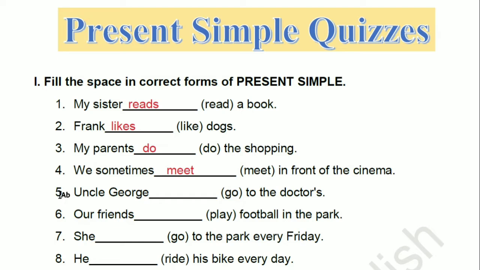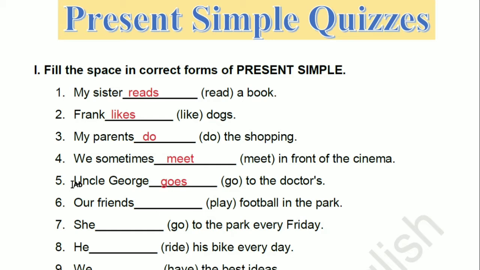And number five, Uncle George, to the doctors. Uncle George goes to the doctors. And number six, our friends, football in the park. So the verb play. Our friends, singular or plural? Our friends with S, right? So plural, it means they. So you just complete play as normal, right?